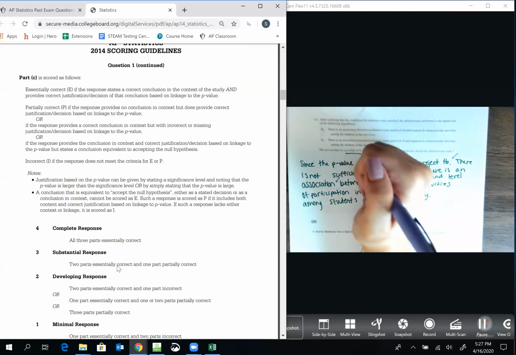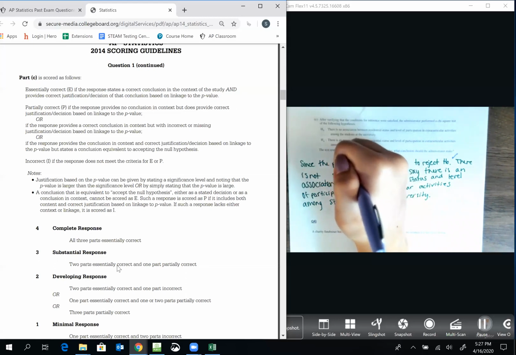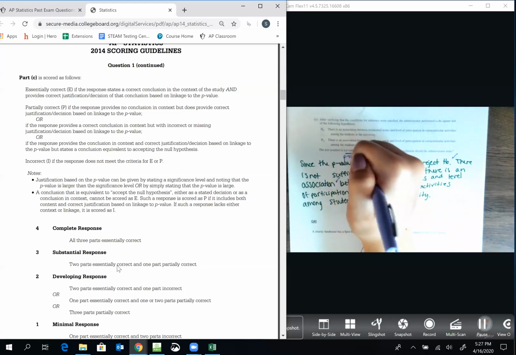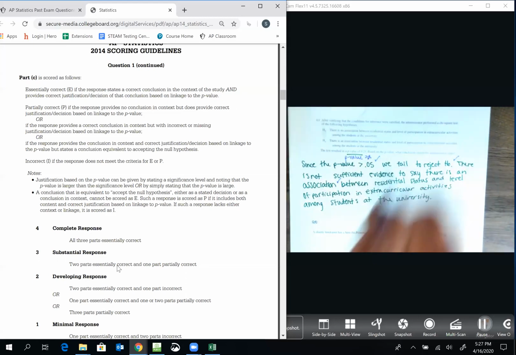So you couldn't just say p-value is greater than alpha unless you stated what alpha was. You could say the p-value is sufficiently large, but you have to somehow indicate that the p-value is greater than a certain number. That's what they're saying here.